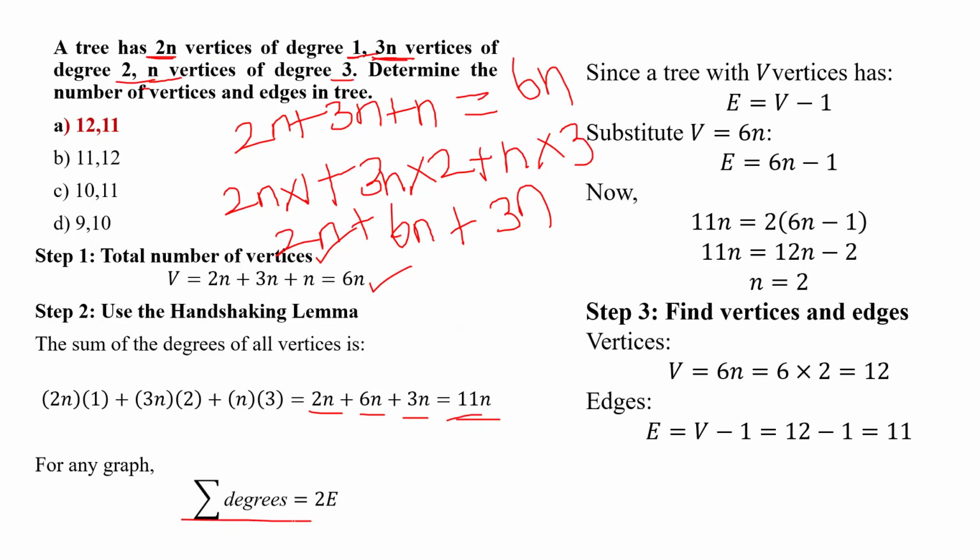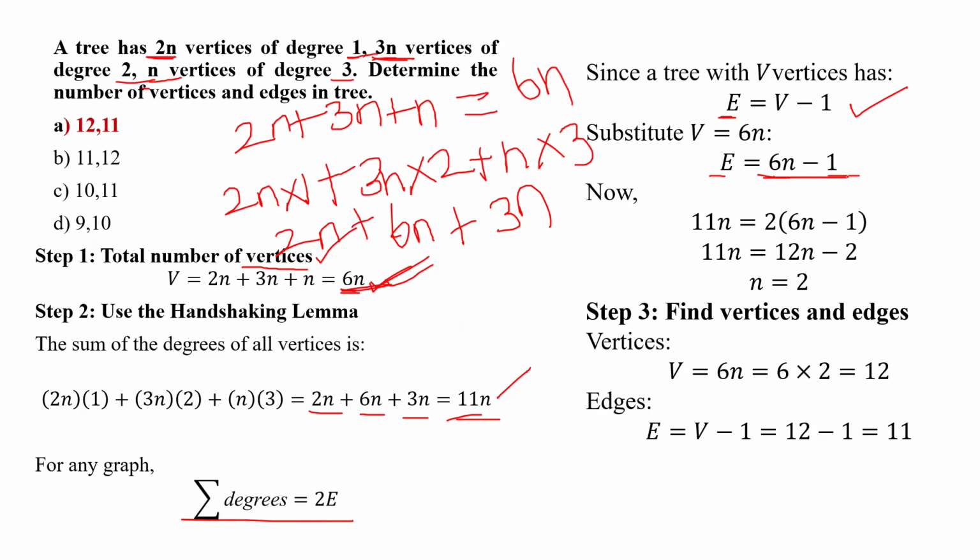Now this is for any graph. This is one formula. Now, since a tree with V vertices has edges equal to V minus 1, that is the formula. So edges equal to V minus 1, and we found vertices 6n. So 6n minus 1. Again I'll tell you the formula. This is one formula. Another formula: vertices equal to E plus 1. Now you can see E is equal to V minus 1, and V we already found, so E is 6n minus 1.